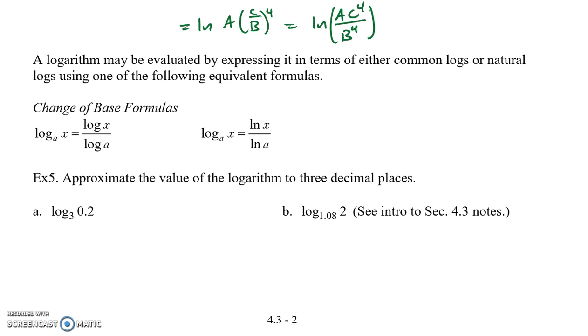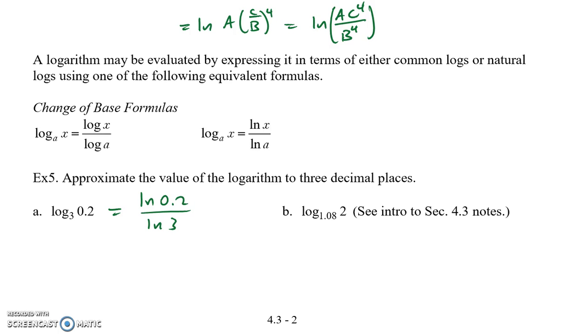So there are two versions of this, and you can use either version. Log base a of x equals log of x over log of a if you want to use base 10. Or if you want to use natural logs, which is what I usually do, log base a of x is equal to ln of x over ln of a. So ln of x divided by ln of whatever the base happens to be. Again, you can use natural logs or base 10. For example, log base 3 of 0.2 could be expressed as ln of 0.2 over ln of 3.